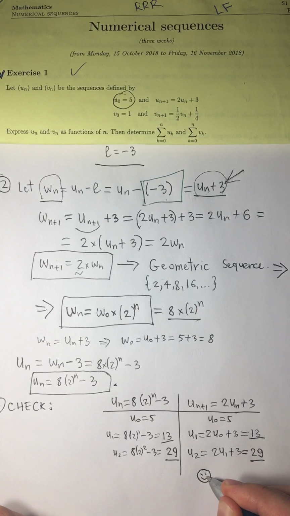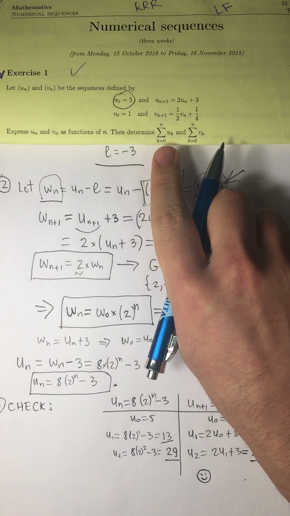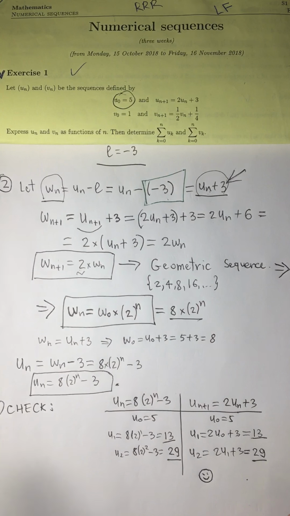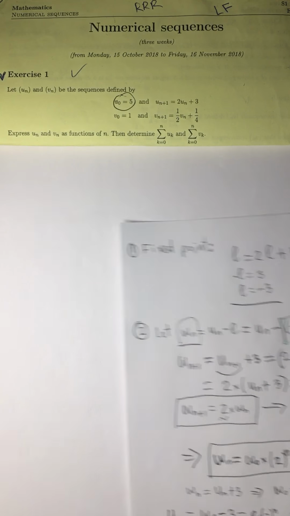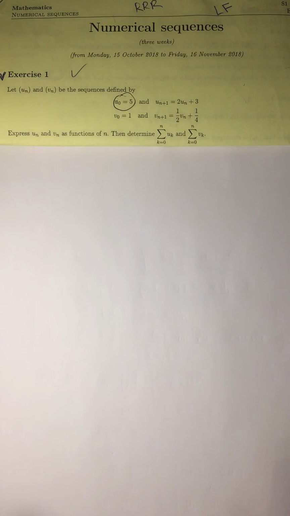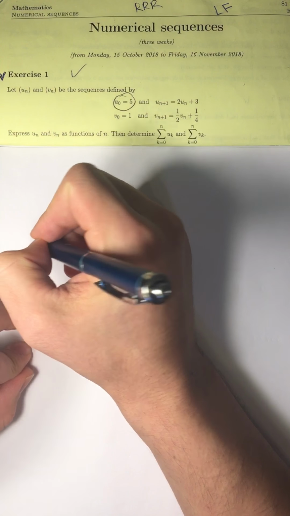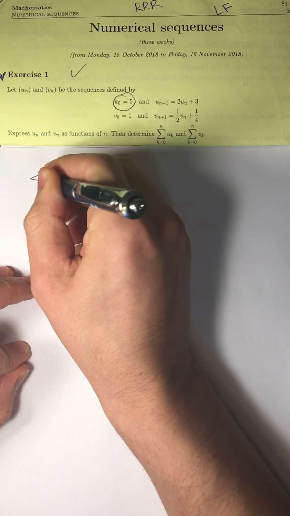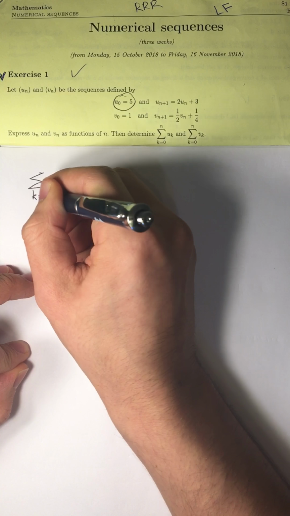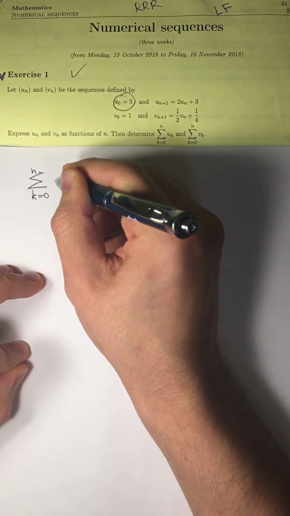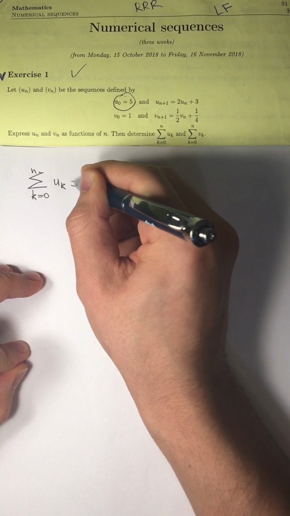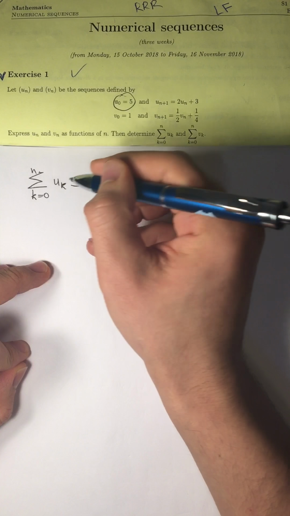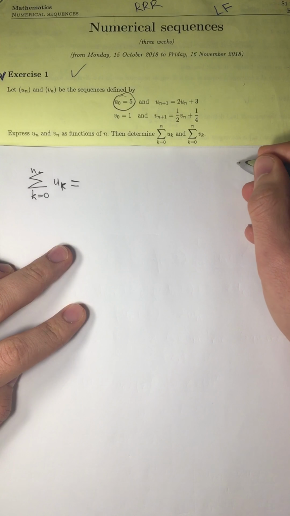And now the next question. This is not the end. The next thing is we need to calculate the sum. I'm going to open another page. So let's continue. We have to find the sum of Uk from k equals 0 to n. In our case, I'm going to write it here.